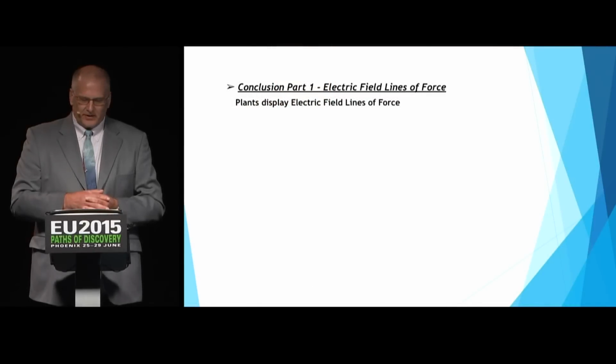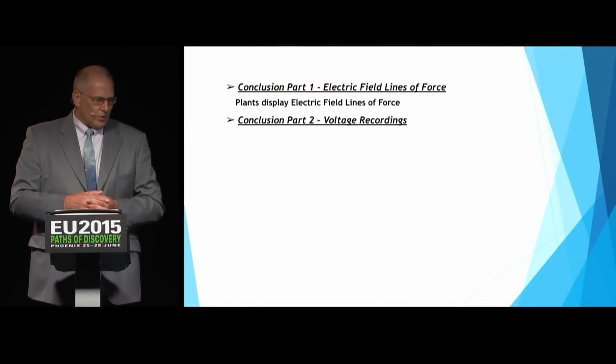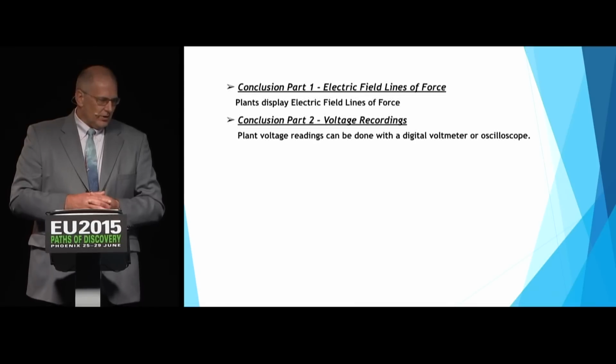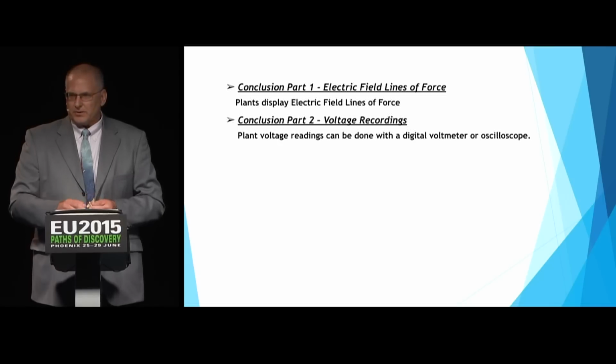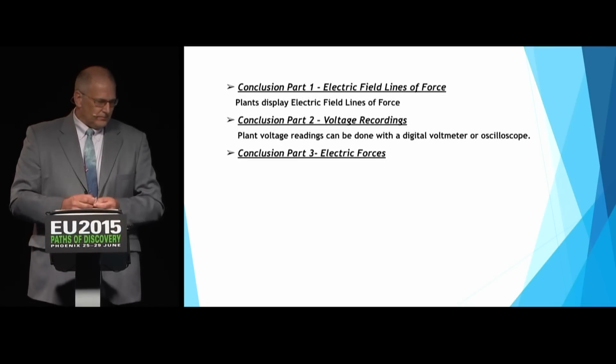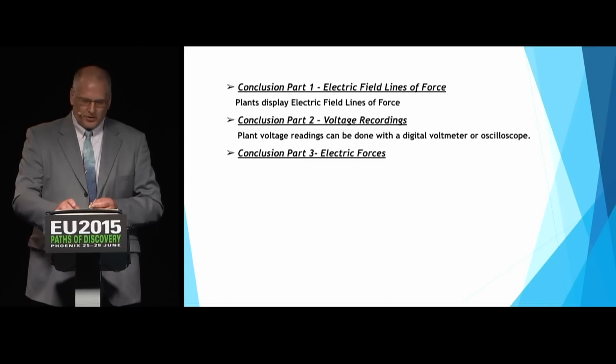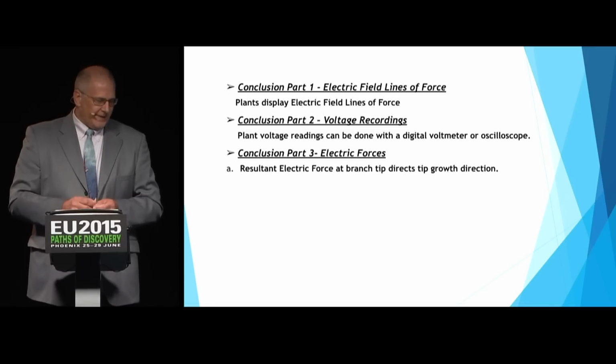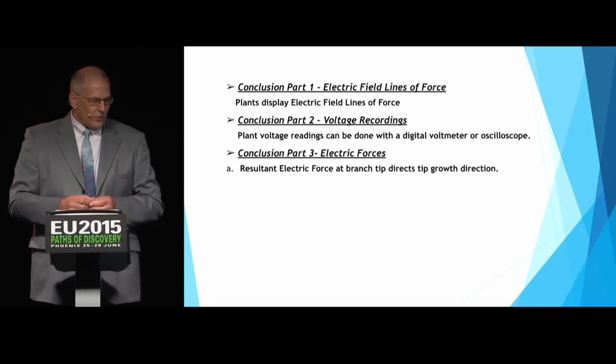Conclusion, part 1, electric field lines of force. Woody plants display electric field lines of force. Conclusion, part 2, voltage recordings. Plant voltage readings can be done with a digital voltmeter or oscilloscope. Conclusion, part 3, electric forces. The resultant electric force at the branch tip directs tip growth direction, in my opinion.